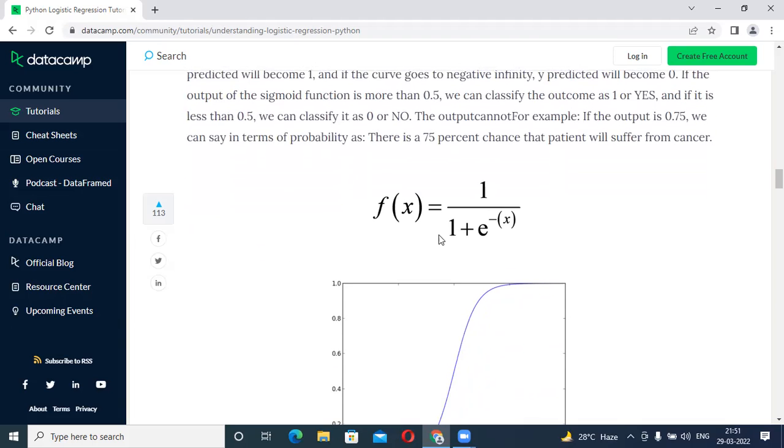So this is the function: f(x) is equal to 1 by 1 plus e to the power minus x. This is the function of the logistic regression.